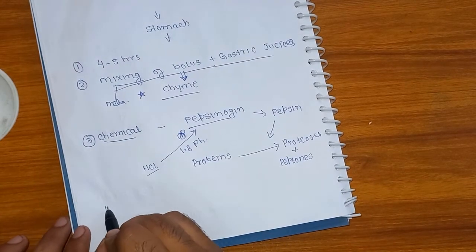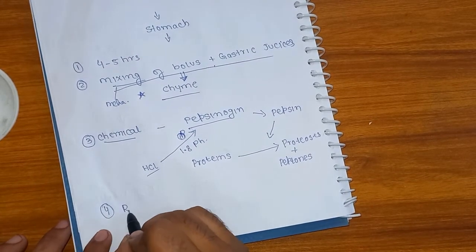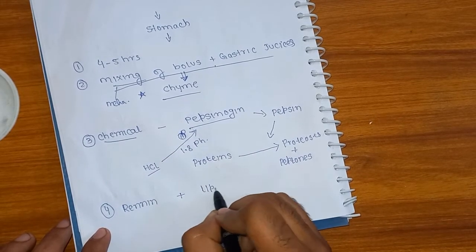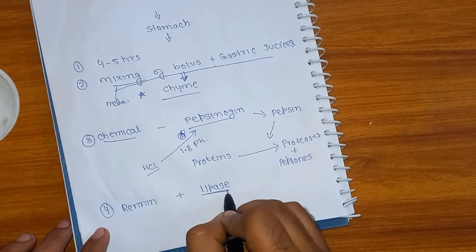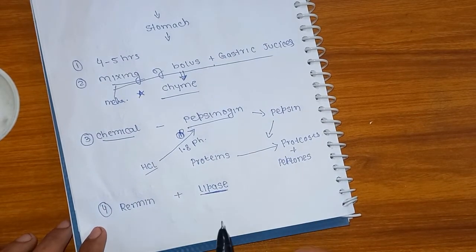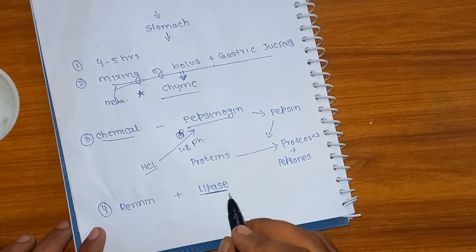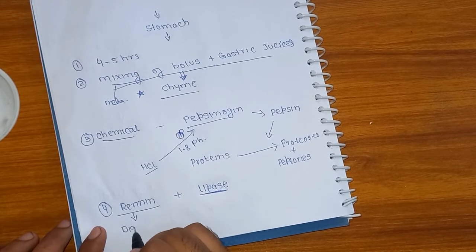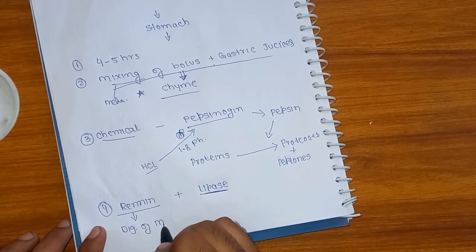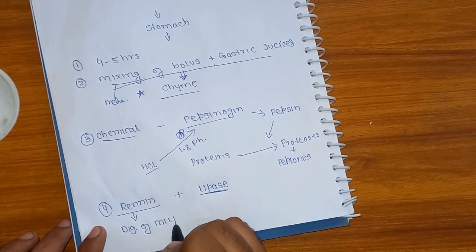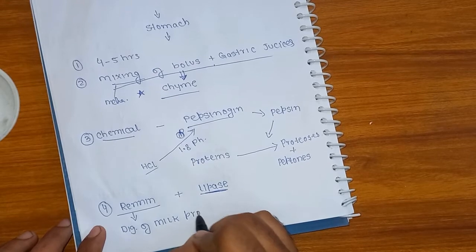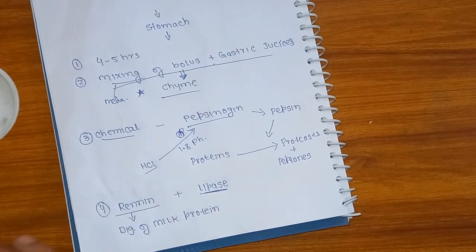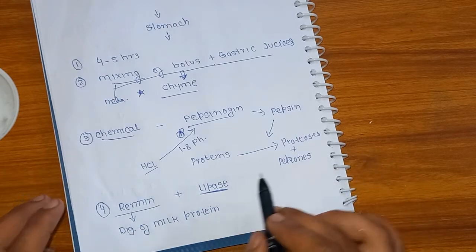Another thing that's associated with the stomach, you have to remember, there is renin and there is lipase. Remember, gastric juice contains lipase. Renin is present in infants. It helps in the digestion of milk proteins. These I have discussed in lecture 2, where we talked about the digestive glands.